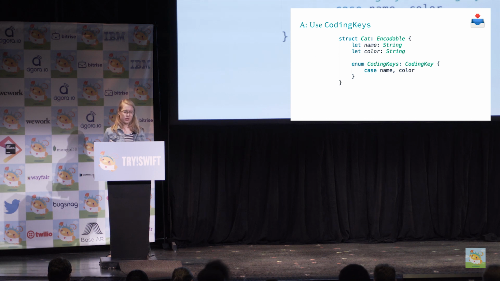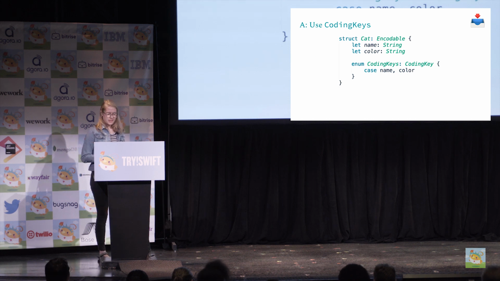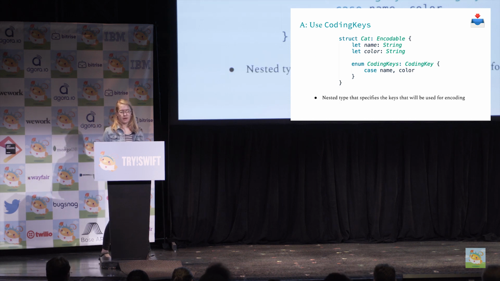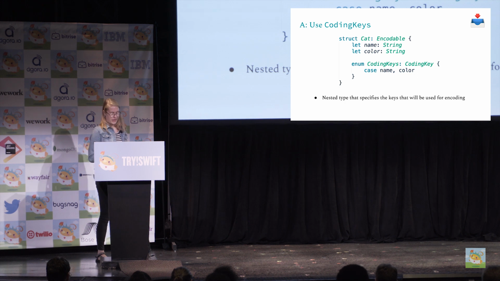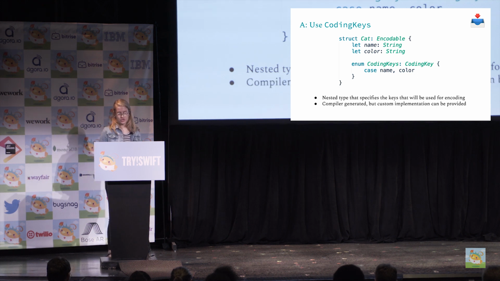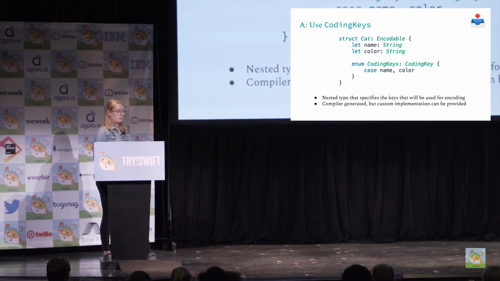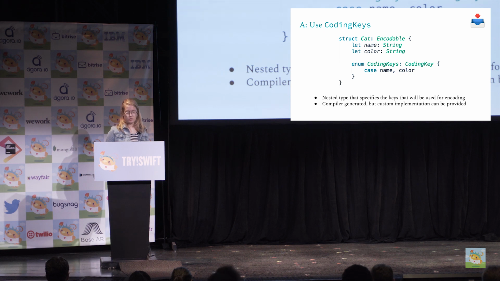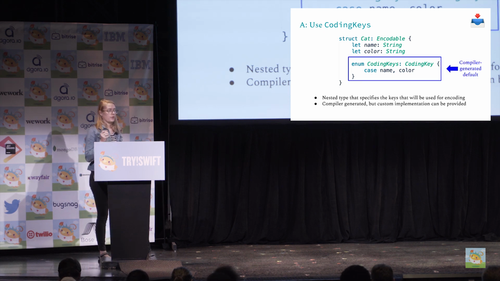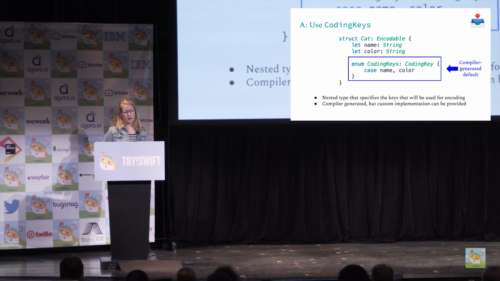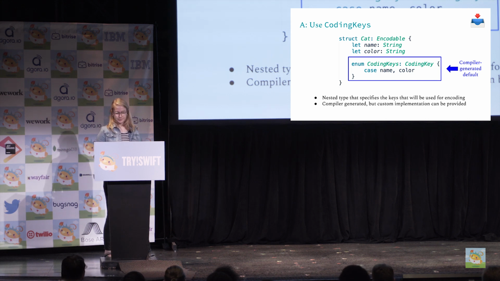So the answer is something called coding keys. CodingKeys is a special nested type that specifies the keys a type will use when it's encoded or decoded. And by default, the compiler is usually generating these for you. But you can provide a custom implementation if you want. The ones I'm showing right here are what it would generate by default, where there's one case corresponding to each property that your type has.